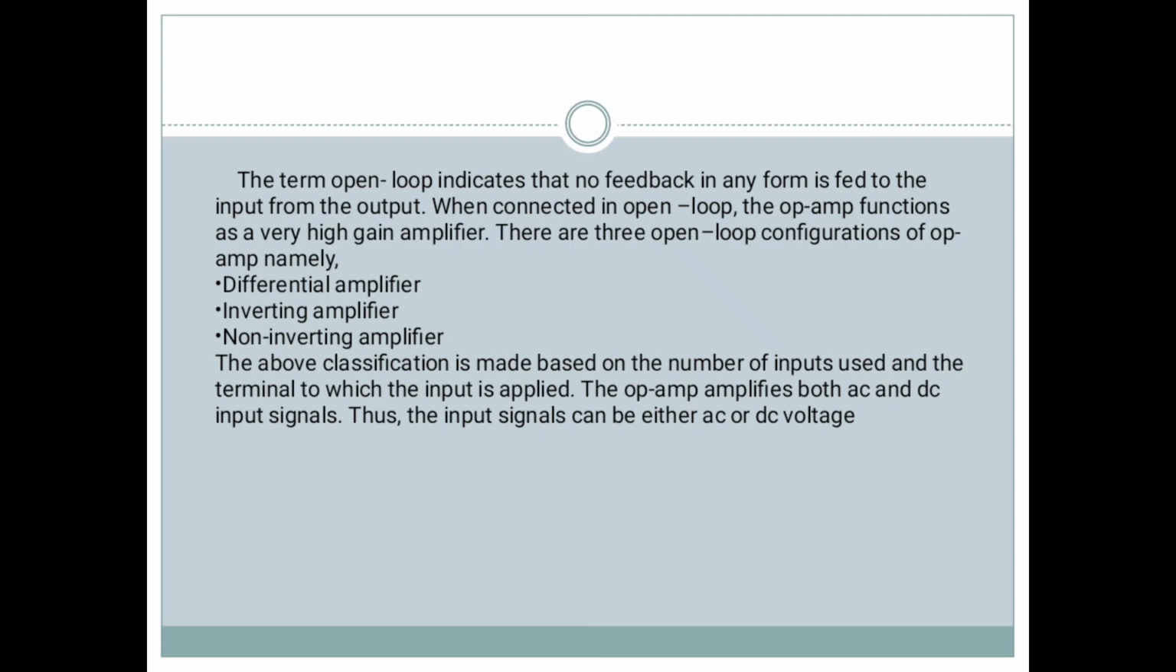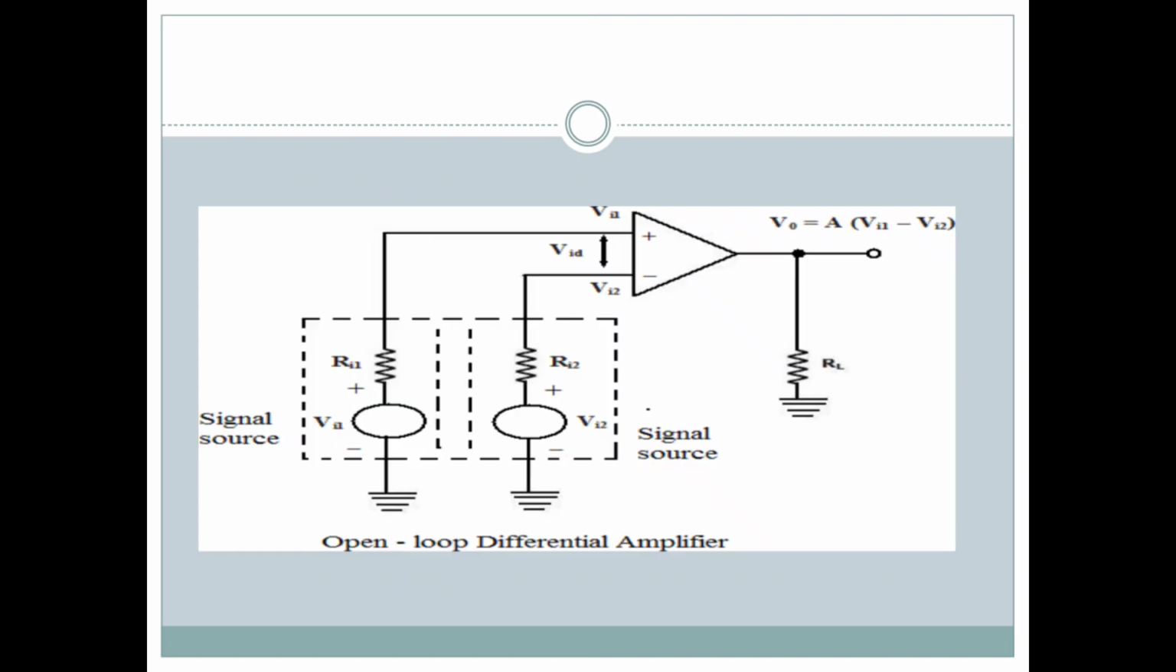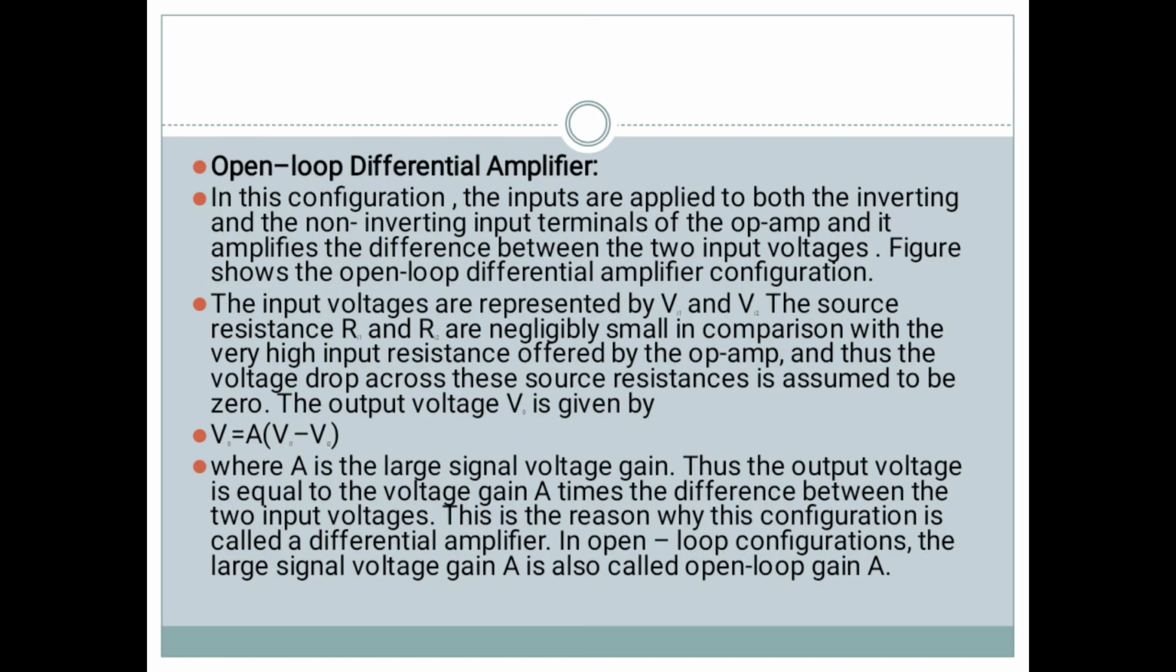The above classification is made based on the number of inputs used and the terminal to which the input is applied. Open loop differential amplifier. In this configuration, inputs are applied to both the inverting and non-inverting terminals, as shown in the figure. So it amplifies the difference between the two input voltages. The figure shows the open loop differential amplifier configuration.